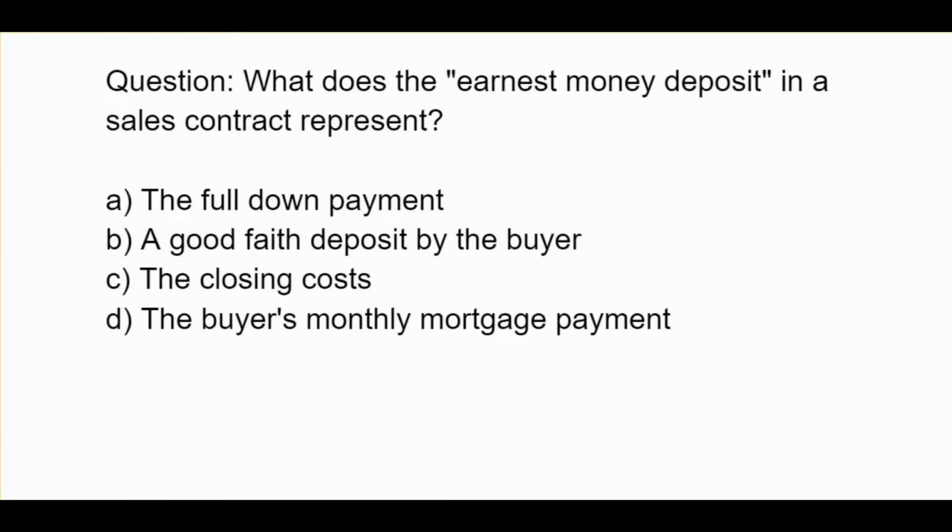What does the earnest money deposit in a sales contract represent? A, the full down payment. B, a good faith deposit by the buyer. C, the closing cost. D, the buyer's monthly mortgage payment.